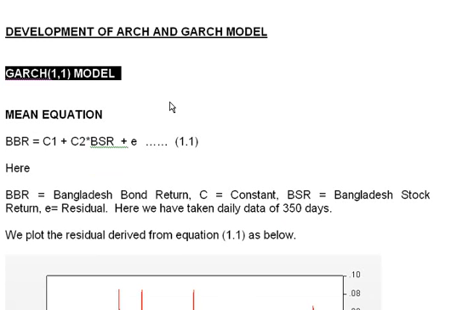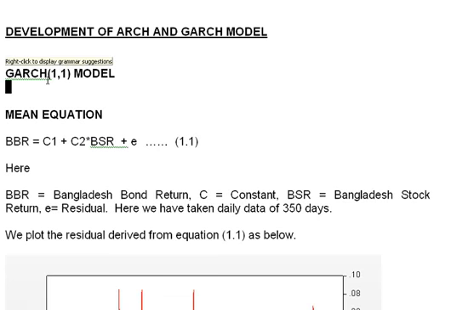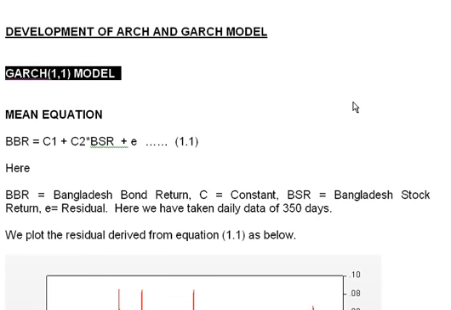Okay. So today we shall develop a GARCH model as below. And here GARCH(1,1) means this 1 and 1 means there is one ARCH term and there is another one GARCH term. So one ARCH and one GARCH. So that is called GARCH(1,1) model, and we shall develop it today.